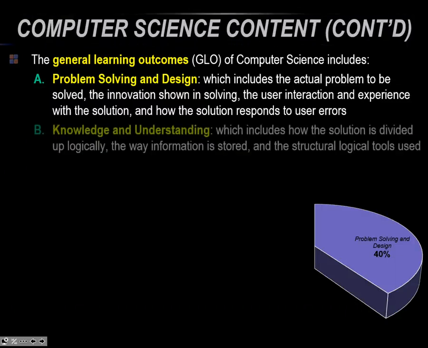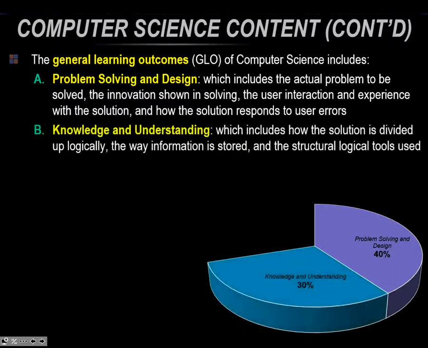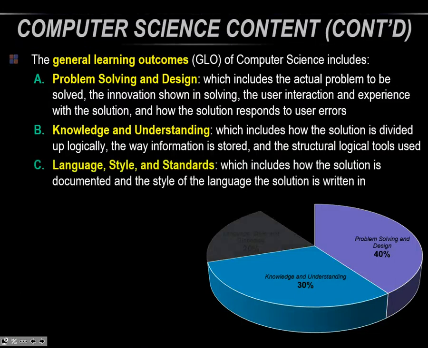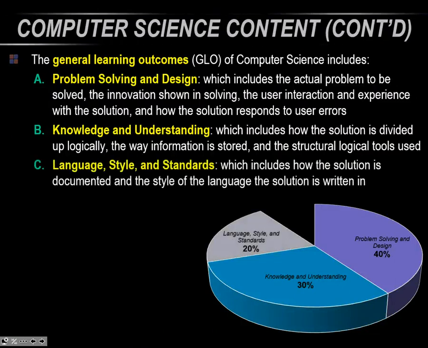Next section would be the knowledge and the understanding. So again, this is the factual-based stuff. How is the solution divided up logically? How is the information stored? What are the tools that you used in processing it? This is about 30% of my assessment. Then we have language, style, and standards. Because computer science is essentially a written discipline, although it's typed, the style in which you write that so that it can be communicated to others is a portion of what I'm assessing you on, about 20%.